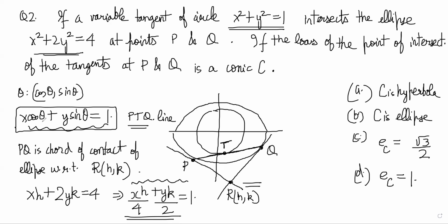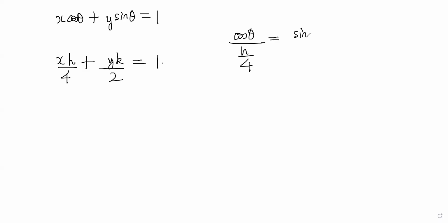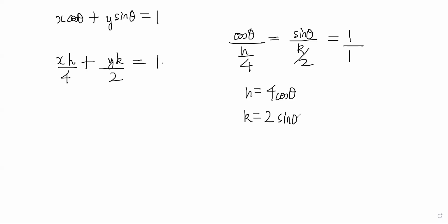So now what we will do is we'll compare these two line equations and find the locus of h and k. So basically we have two lines, x cos theta plus y sin theta equals 1, and the same line has also been written as xh by 4 plus yk by 2 equals 1. So now comparing coefficients, you can say cos theta divided by h by 4 should be equal to sin theta divided by k by 2, which should be equal to 1 by 1, right? So from here we can say h is equal to 4 cos theta and k is equal to 2 sin theta. Therefore, the locus will be (h by 4) whole square plus (k by 2) whole square equals 1.